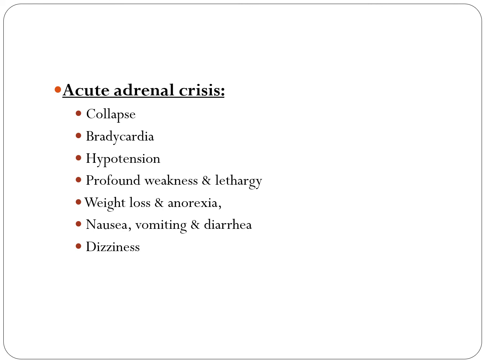What are the stages we can see in acute adrenal crisis? So we can get the past history. Then what are the things we can notice? When there is a collapse, there will be reduced BP, then hypotension, profound weakness and lethargy, weight loss, and anorexia, nausea, vomiting, diarrhea, and dizziness. These are the clinical features we can notice in acute adrenal crisis.